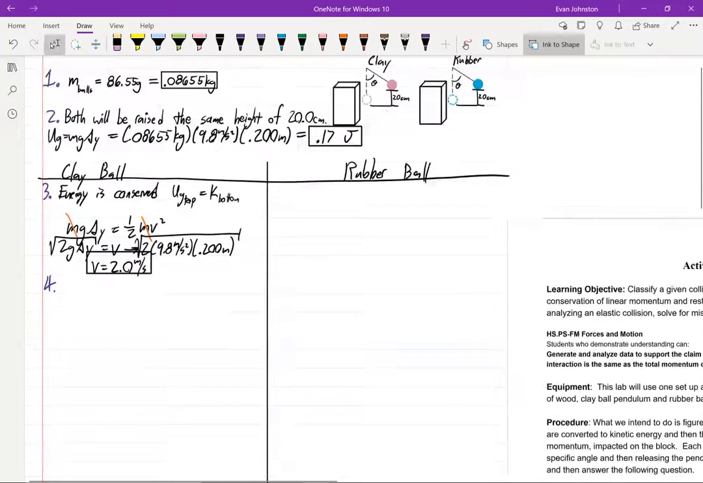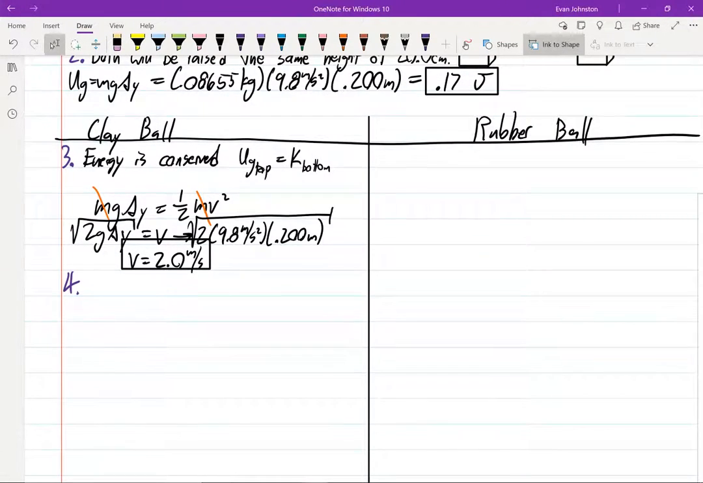Now, I'm doing the clay one. This one ends up being a little easier because the clay did not rebound. So after collision, there was no rebound. So our height, or maybe we call it delta y, the height is 0 meters. So if it goes up 0 meters, it gains 0 potential energy. If it gains 0 potential energy, that means it's stopped.